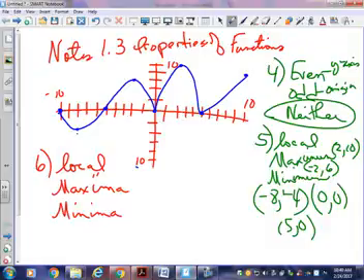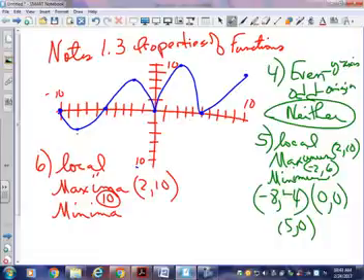So in this problem, I'm looking for what's the highest point. 2, 10. Does everybody agree? All right. So that's my highest point in my whole problem. So the maximum value, the maxima is 10. It's not the actual point, it's the value of the y in that point. And the minima, what's the lowest point? -8, -4. So the minima is -4.